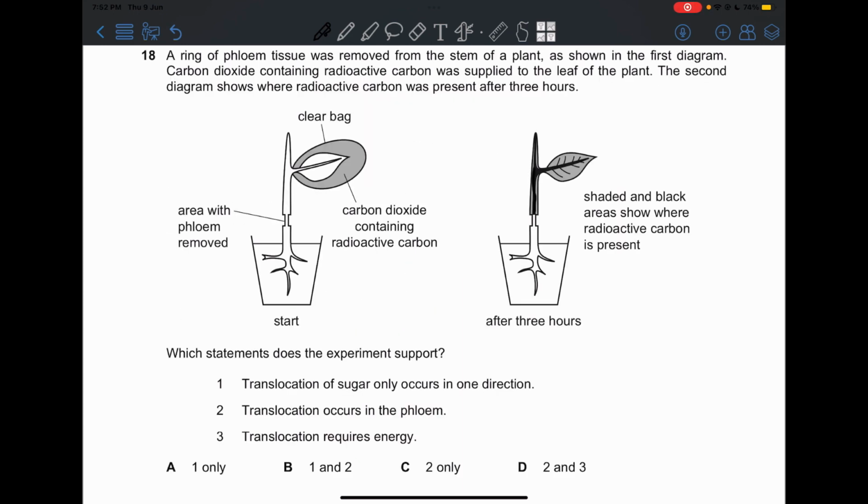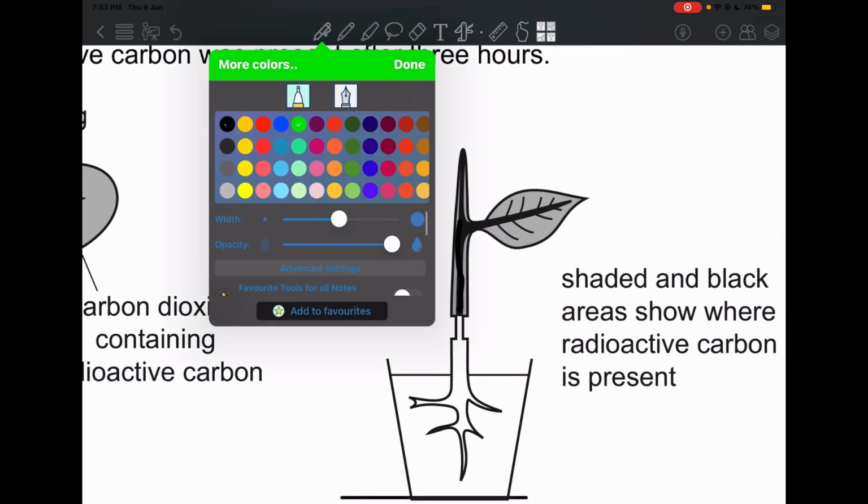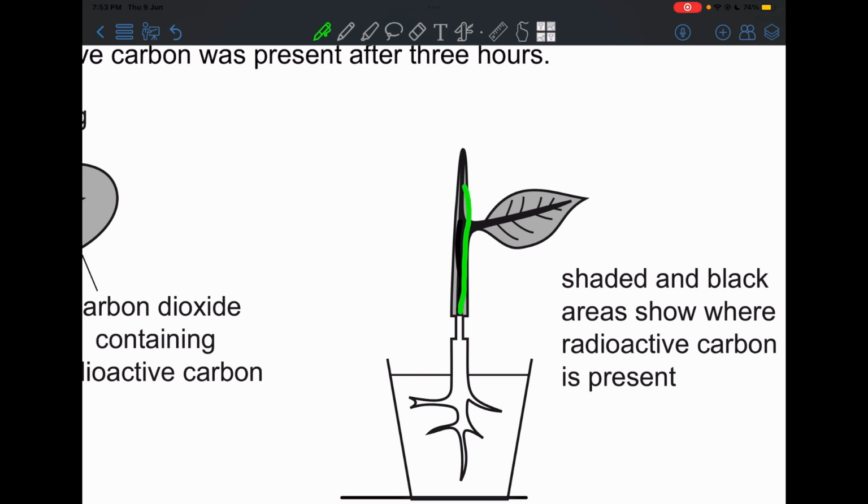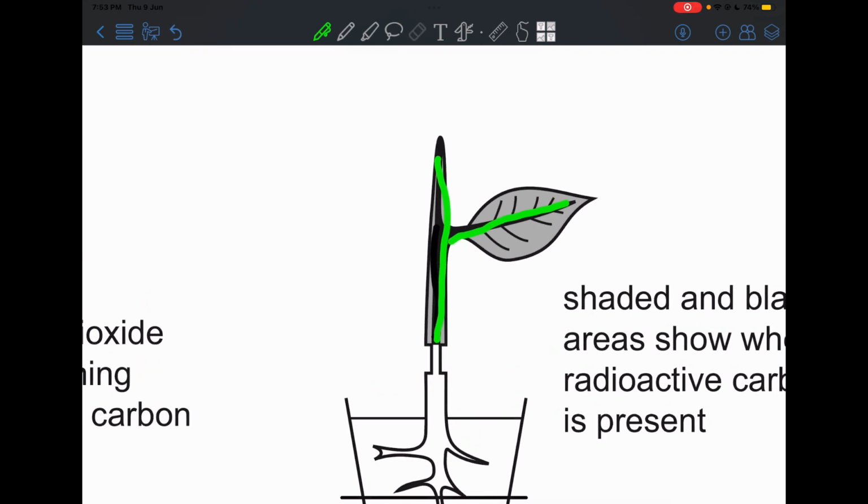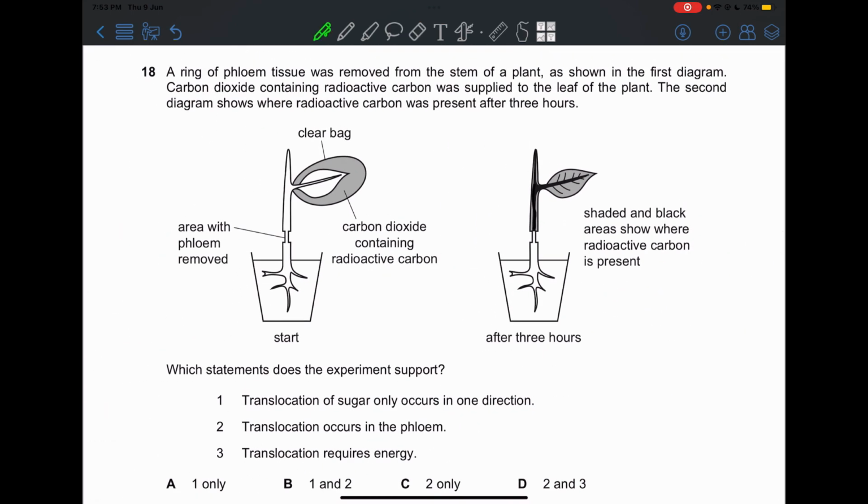A ring of phloem tissue was removed from the stem of a plant as shown in the first diagram. Carbon dioxide containing radioactive carbon was supplied to the leaf of the plant. The second diagram shows where radioactive carbon was present after 3 hours. Which statements does the experiment support? Now we need the correct statements. Over here, statement 1 says translocation of sugar only occurs in one direction. Now this is incorrect because over here, translocation went upwards, so there was this one direction, and then there was another direction going like this to the right. So this is not just one direction. This statement is incorrect.